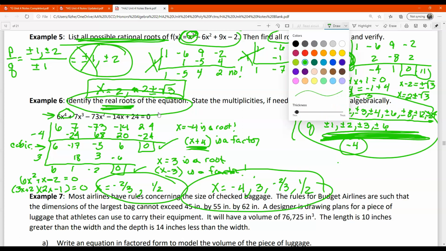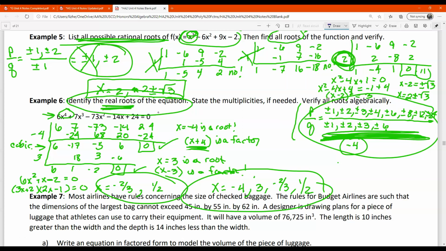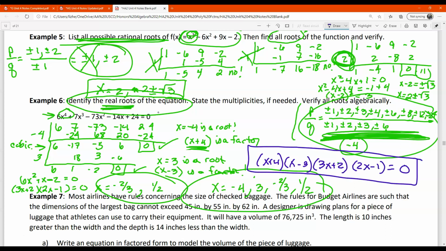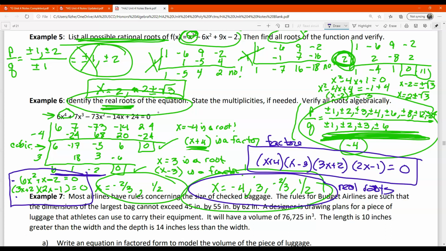Let me just do one more thing though. If I said write it in factored form, you would say that we have x plus 4, x minus 3, 3x plus 2, and 2x minus 1 equals 0. That is the factored form of the polynomial. Those last 2 come from these last numbers right here. I write it as a quadratic and I factor it. That's the factored form. These are the real roots. So make sure you read your question carefully and give me what I'm asking for.